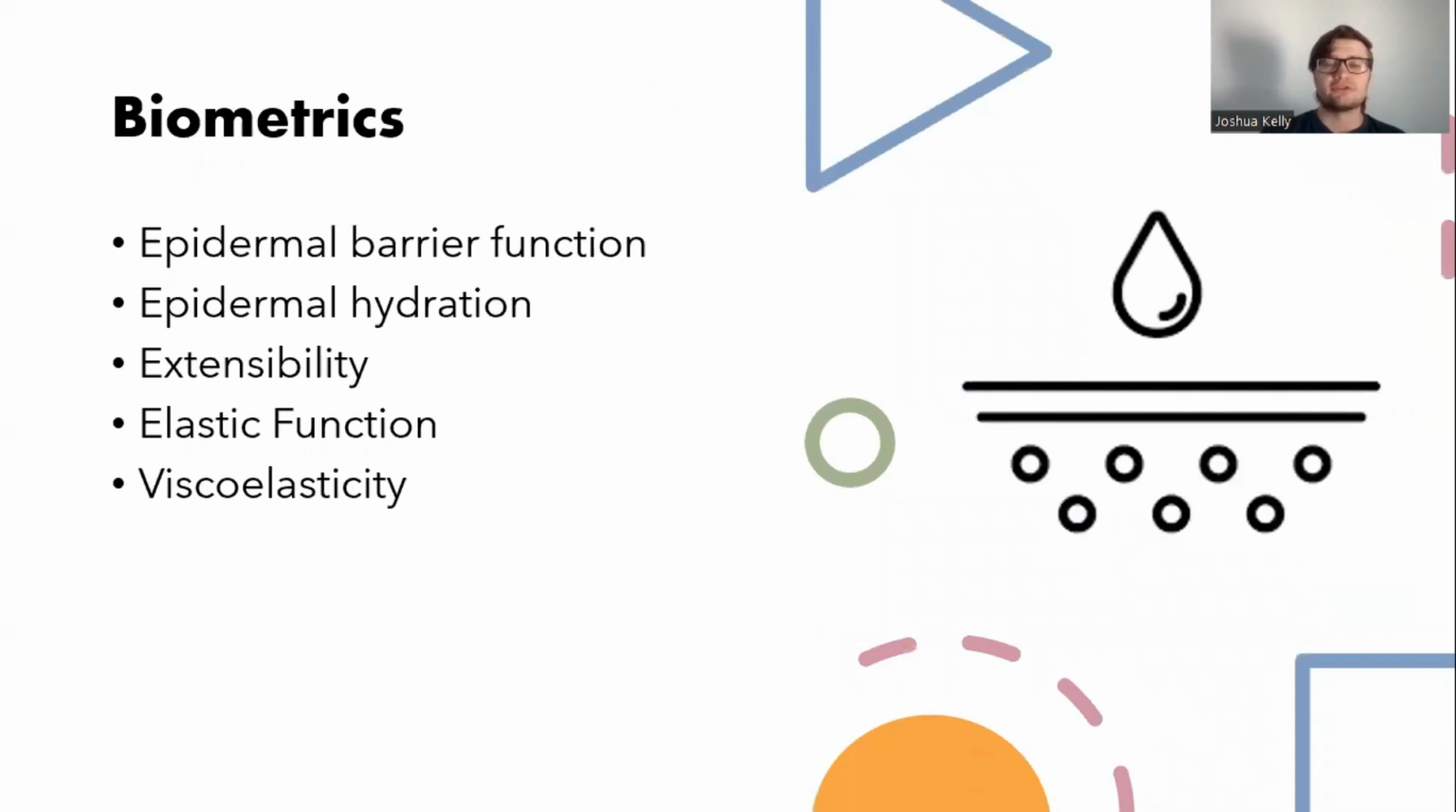For measuring biometrics, we analyzed 5 different functions of the skin. So first is the epidermal barrier function. And this is the function basically of the skin to limit passive water loss, prevent microbial infection, and prevent chemical absorption from the environment.